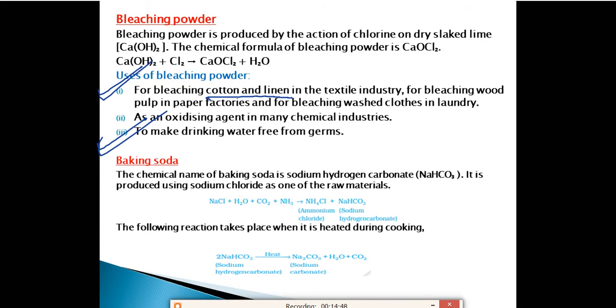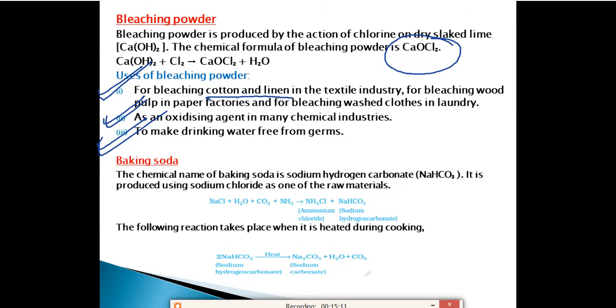So the most important use of bleaching powder is that it is used as a bleaching agent in the textile industry, in the paper industry, and even in laundries. Then it is used as an oxidizing agent in many chemical industries. As you can see in the formula of bleaching powder, oxygen is present, so it can provide oxygen. It acts as an oxidizing agent in many chemical industries.